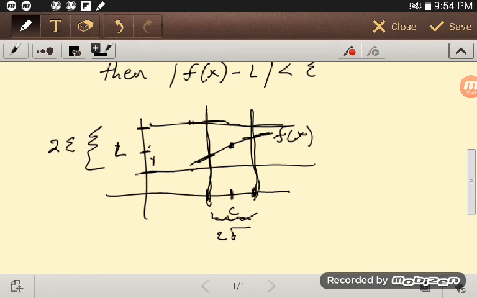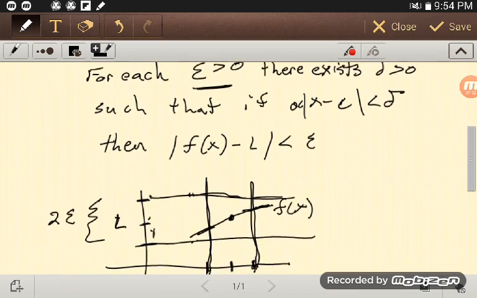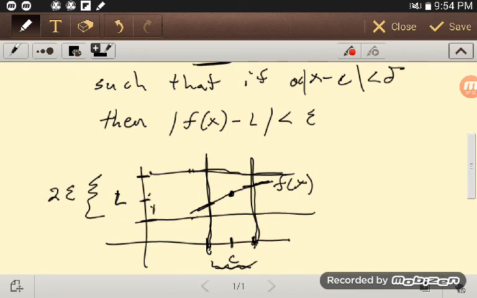Okay? That's what this algebra up here is saying, right? Because it's saying that, given this epsilon, so I draw that, then I can set these bars. I can pick the delta distance here so that if I'm in there, then this absolute value, f of x minus L, has to be strictly less than epsilon.